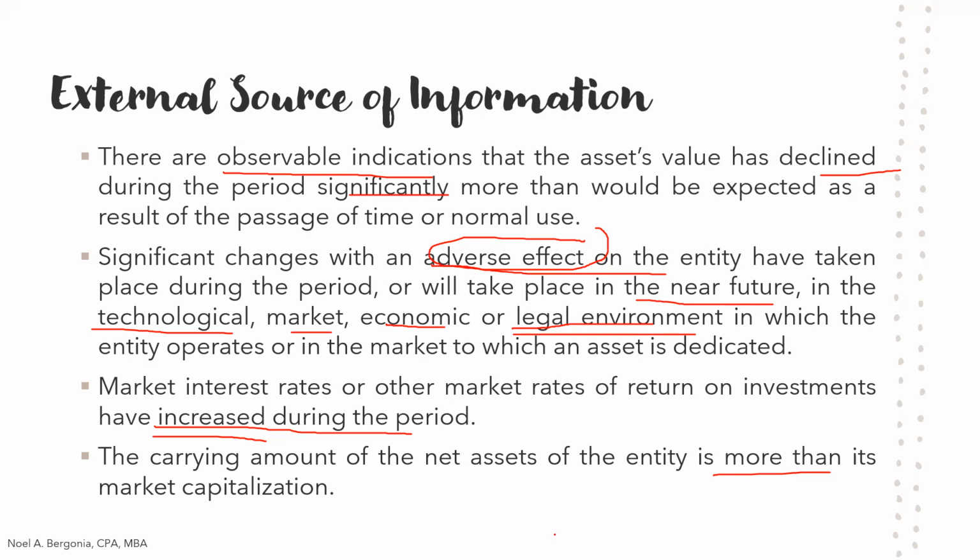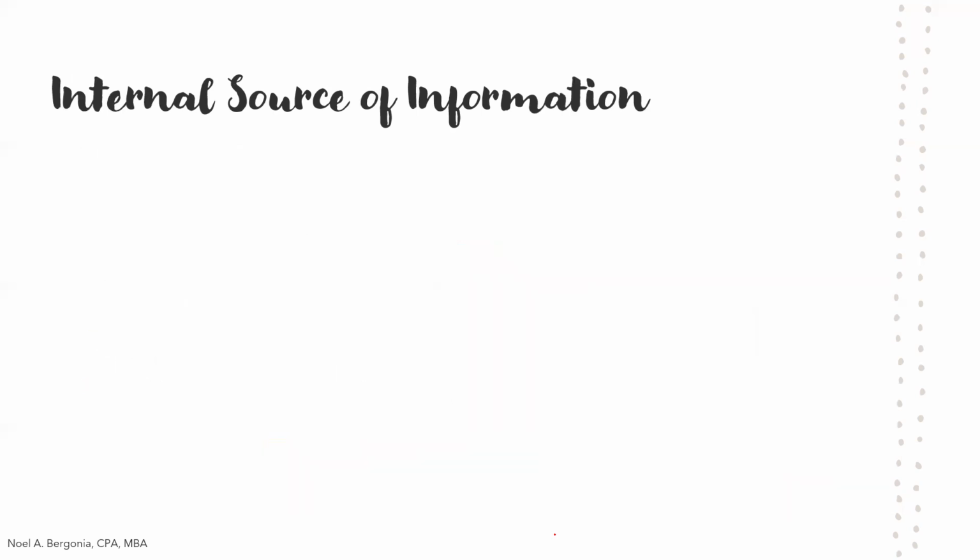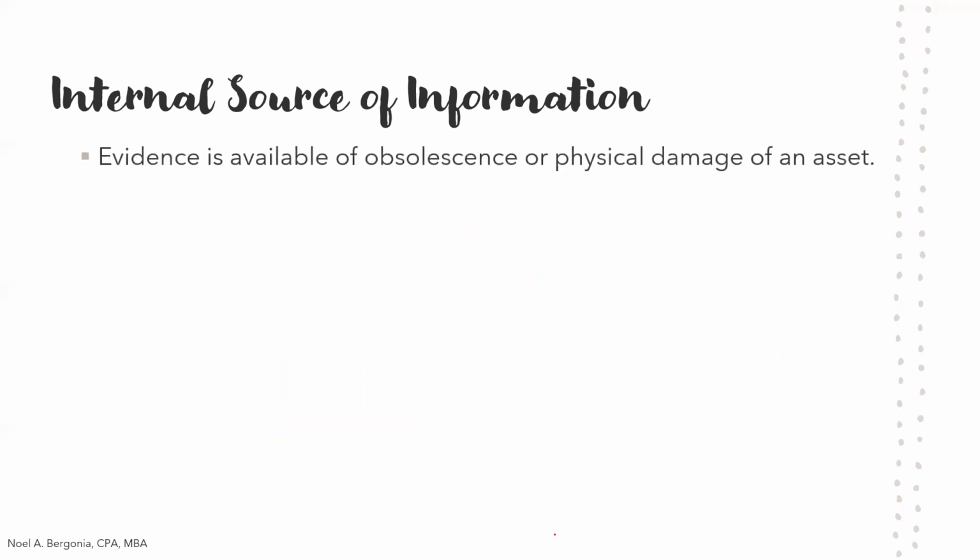On the other hand, when we talk about internal sources, there would also be evidence of obsolescence or physical damage to the asset. So technically, kanina, there were some observable indications outside, but as a passage of time. But in this case, evidences are already on the physical asset itself. Baka may damage na, pasira na, o kaya naman some part of it is already unreplaceable.